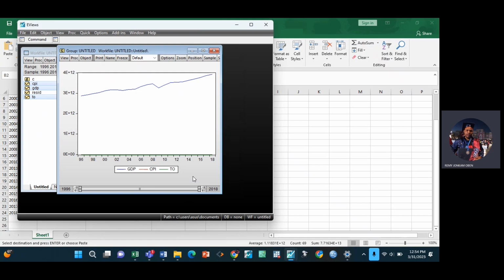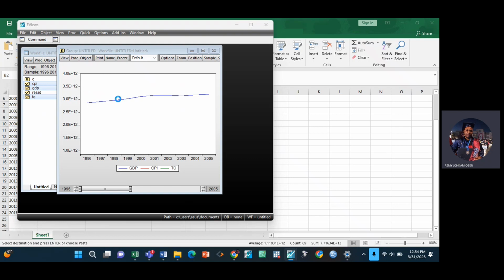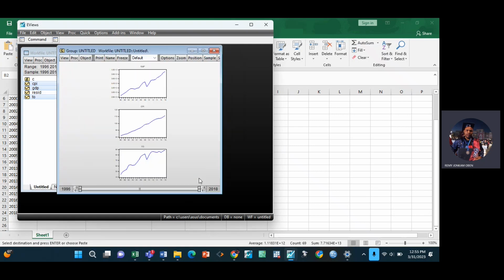If I put single, you see how it is. It draws the graph for all the variables in one graph. So you see, here is GDP, here is CPI, here is trade openness. It's giving you a single graph for all three of them, but that's not what we want. We want to see individual graphs. So that's why we use multiple. So instead of single, I'll use multiple. Change this single to multiple, and you see it gives us 3 different graphs for each variable, and we can interpret the graphs, right?